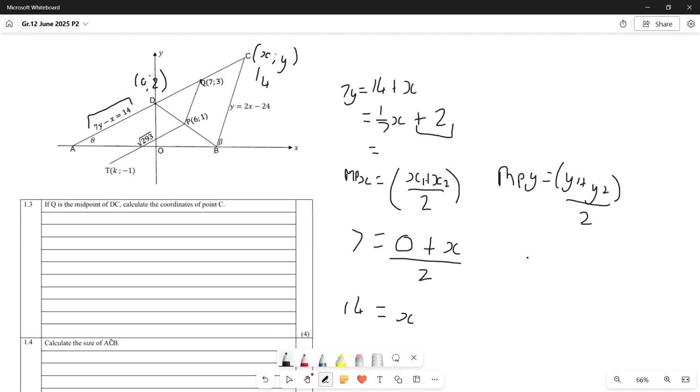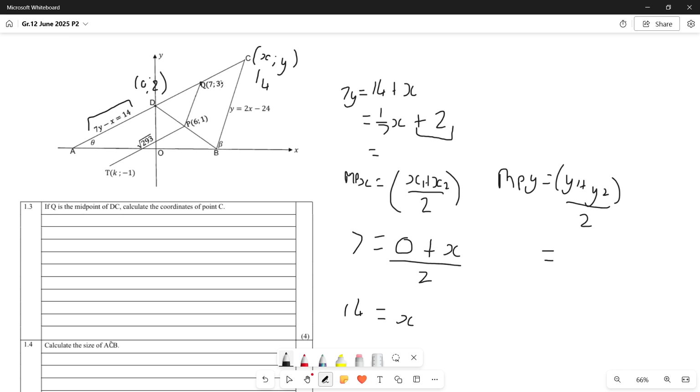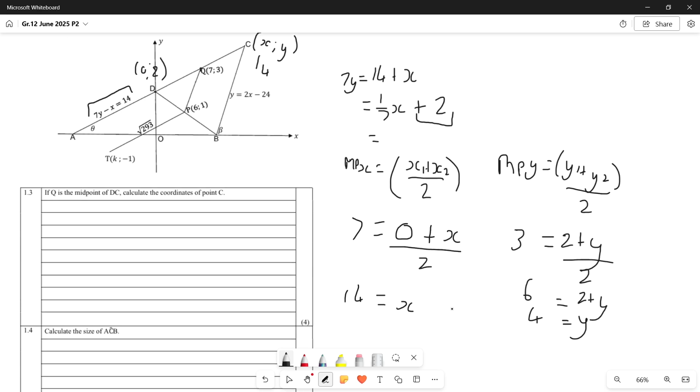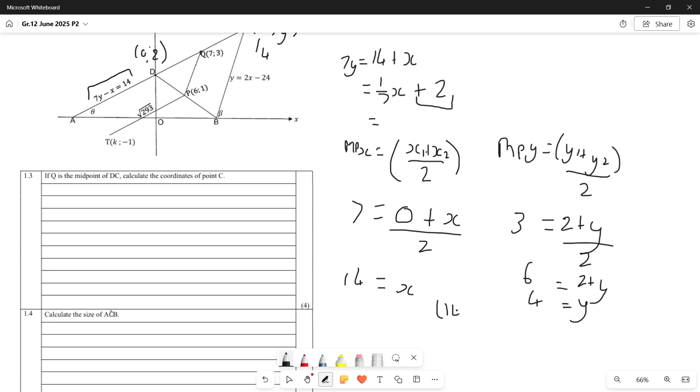And now midpoint y, calculating that, we have 3 as the y value for our midpoint. y1 is 2 over here, plus the y that we want, and then we divide by 2. Times the 2 up there, we got 6, 2 plus y, and we can take the 2 over, and then y equals 4. So our coordinate pair there is 14 for our x and 4 for our y.